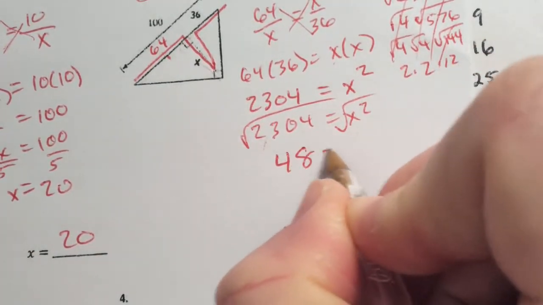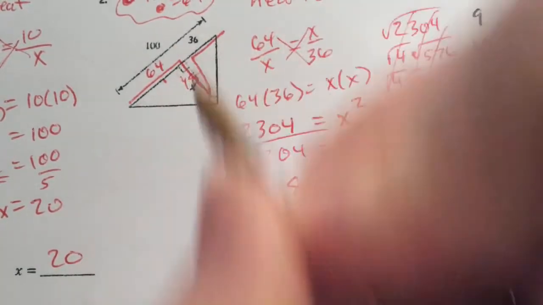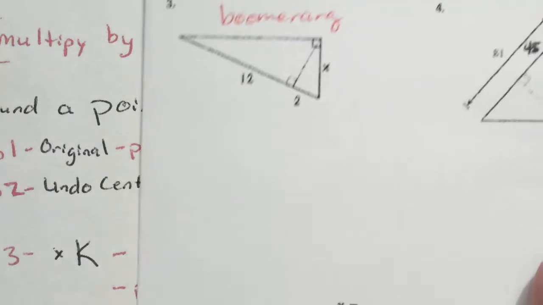So this is just 48 equals x. And that's our answer. So 48 goes right here. So 48 is the answer. Isn't that wonderful? Awesome.